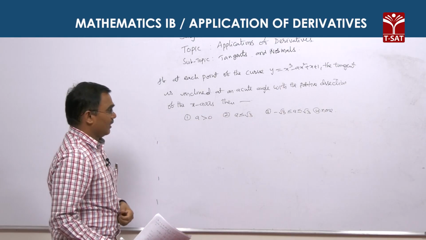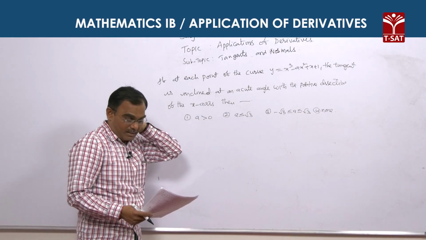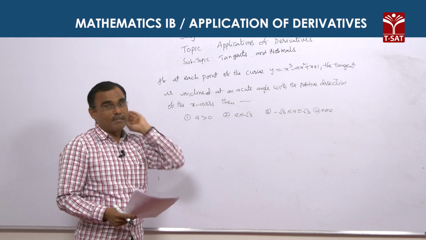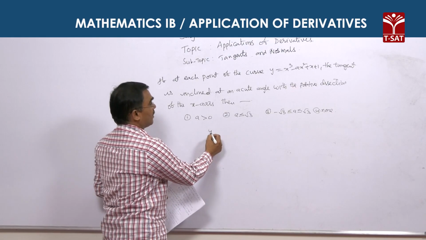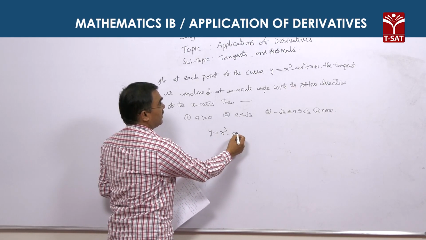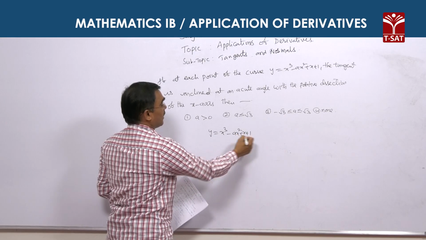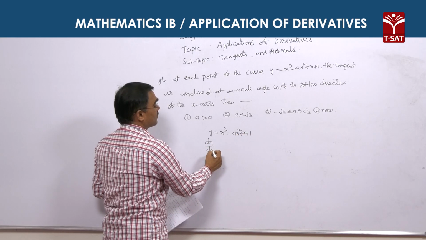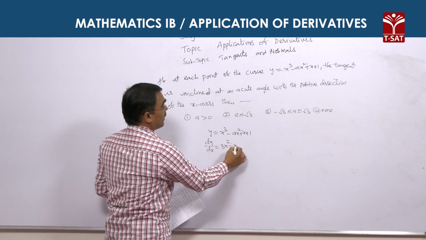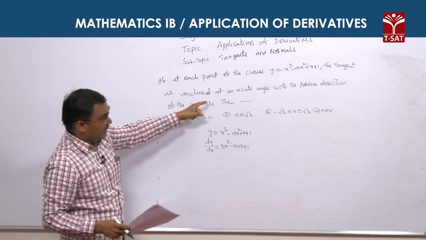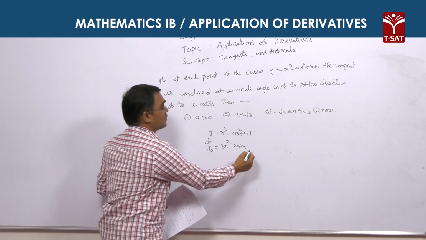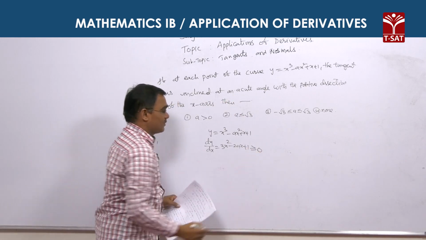What is the condition here? Equally inclined means the slope must be positive. Given the equation of the curve y = x^3 - ax^2 + x + 1, the slope of the tangent is dy/dx = 3x^2 - 2ax + 1. The tangent inclined at an acute angle means the slope must be positive.